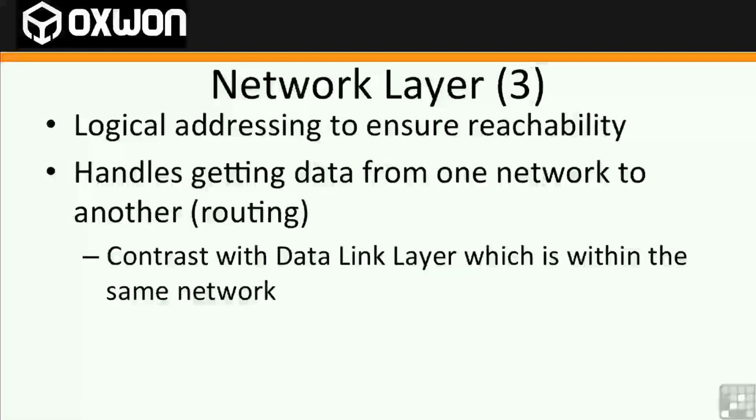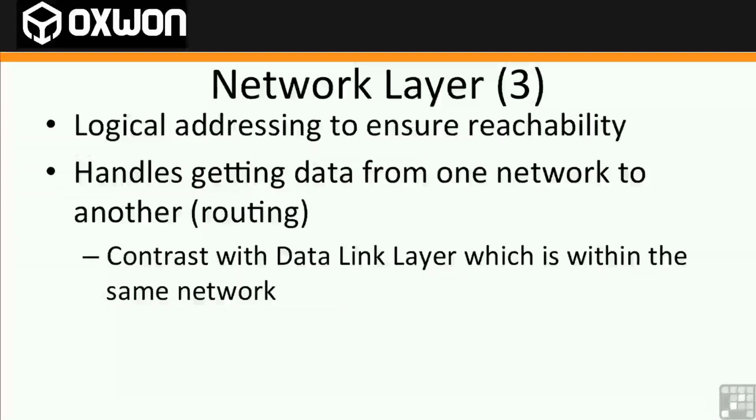In addition to routing, it also does some repackaging of the data, because we may have different physical connections on the other side and different layer 2 technologies. So layer 3 has to kind of bridge that gap between those two different types of technology. So layer 3 is there to get messages from one network to another network. As a result of that, we need another address for that.